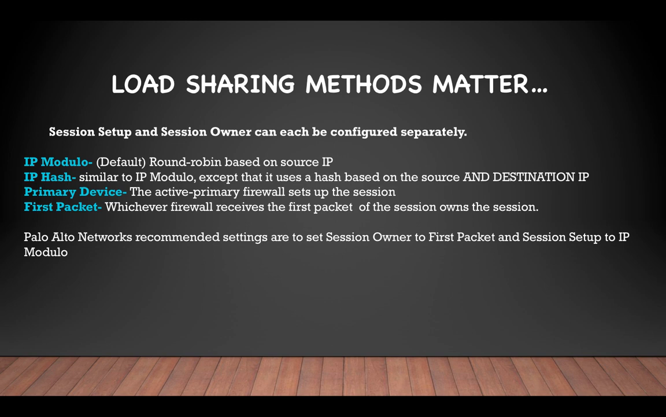IP modulo is the default method and is essentially a round-robin method based on source IP. IP hash is similar to IP modulo, but instead uses a hash of the source and destination IP. Primary device means that whichever firewall is the primary firewall in the active-active configuration will control that session. And first packet, whichever device receives the first packet of the session will own or set up that session.